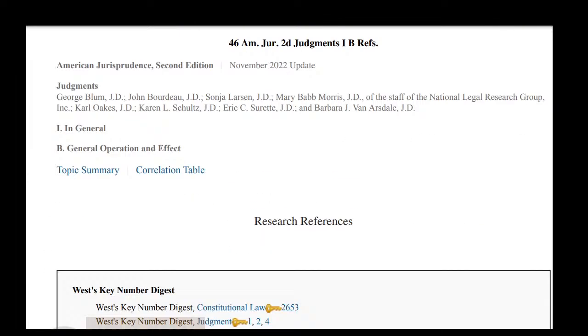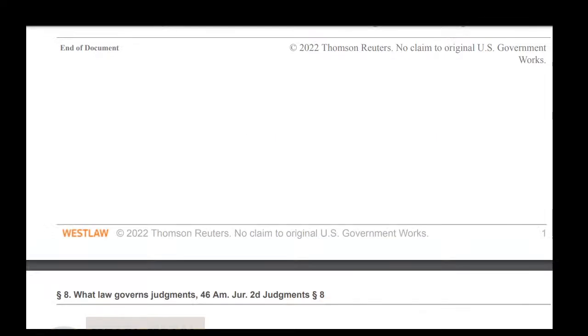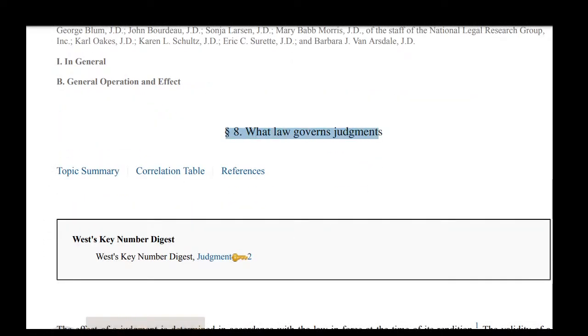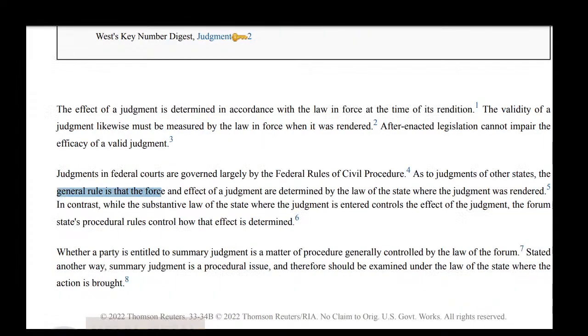All right. Now we're on to Section 8. What law governs judgments? The effect of a judgment is determined in accordance with the law in force at the time of its rendition. The validity of a judgment, likewise, must be measured by the law in force when it was rendered. After-enacted legislation cannot impair the efficacy of a valid judgment.